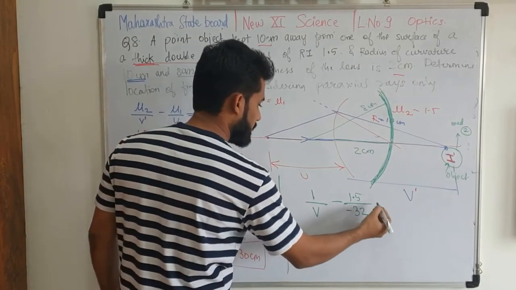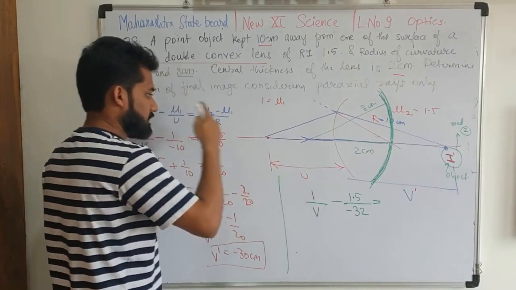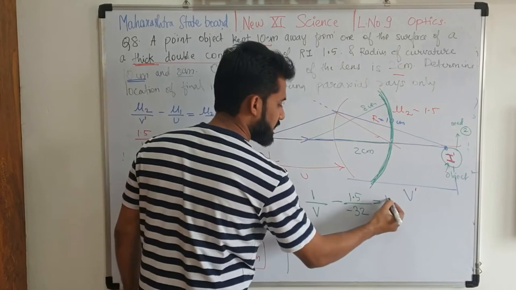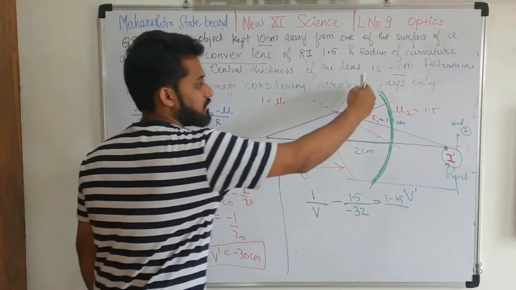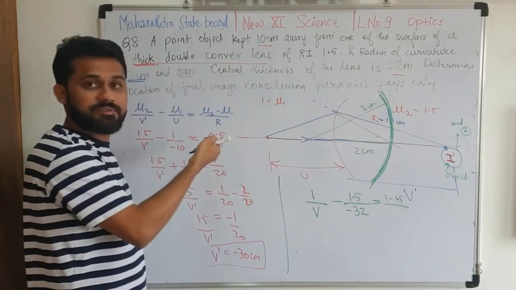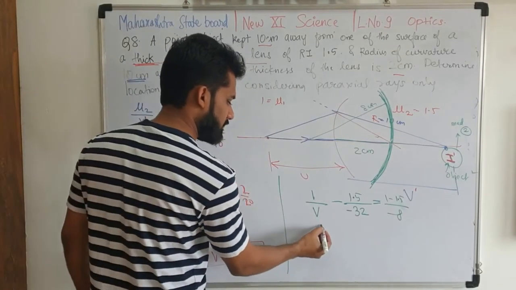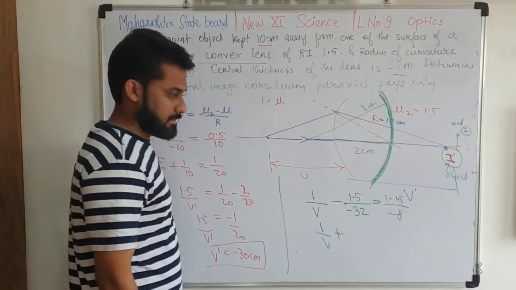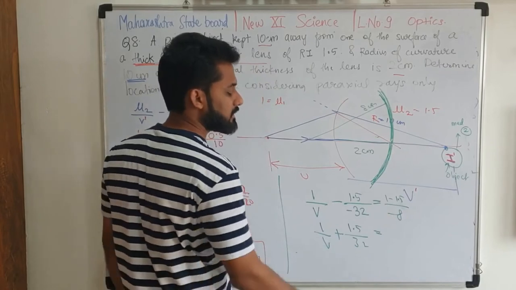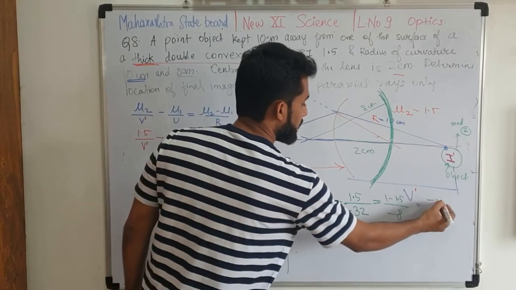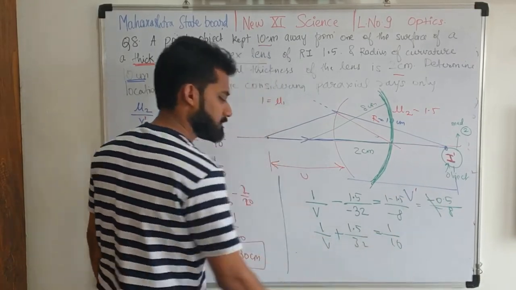It will be minus 32 is equal to mu 2 minus mu 1. Order remains same. Here, 1 minus 1.5 divided by the radius of curvature of this green surface, which is 8. But since it is on the left side, it will be minus 8. Now we have to solve this to get the value of V. So 1 by V plus 1.5 by 32 is 1 minus 1.5, how much does it come? Minus 0.5 by minus 8. Minus minus cancels. 0.5 by 8 is 1 by 16.